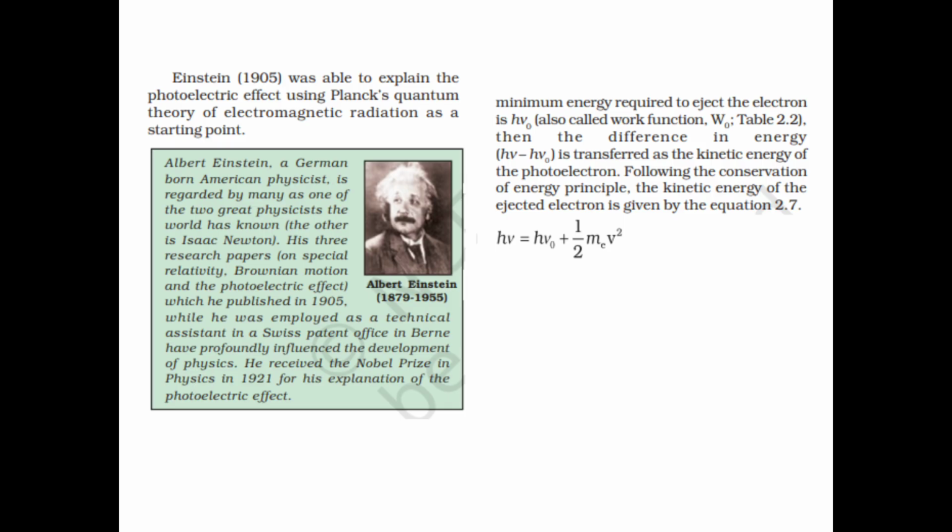Einstein in 1905 was able to explain the photoelectric effect using Planck's quantum theory of electromagnetic radiation as his starting point. The minimum energy required to eject the electron is h nu 0, which is called the work function or W0. Then the difference in the energy, h nu minus h nu 0, is transferred as the kinetic energy of the photoelectron. Following conservation of energy, the kinetic energy of the ejected electron is given by the equation h nu equals h nu 0 plus half m e v square.